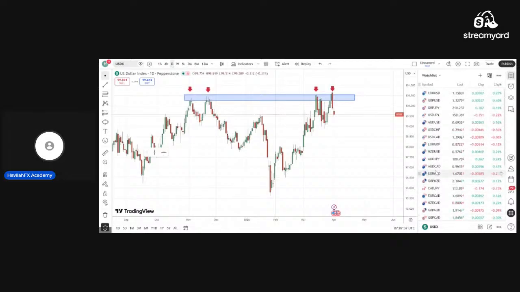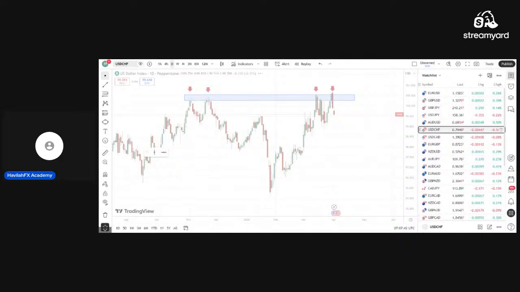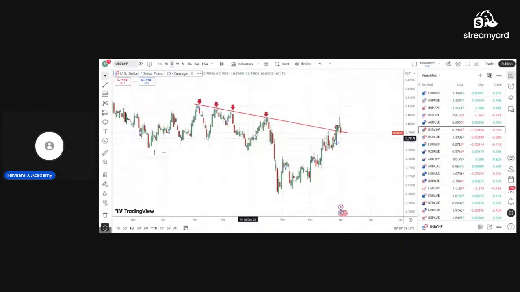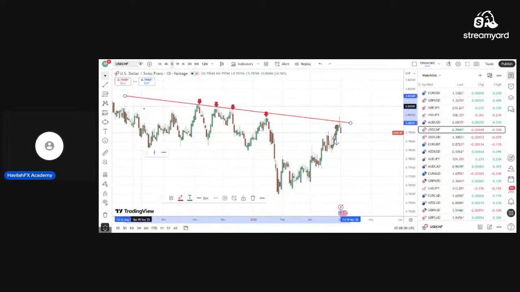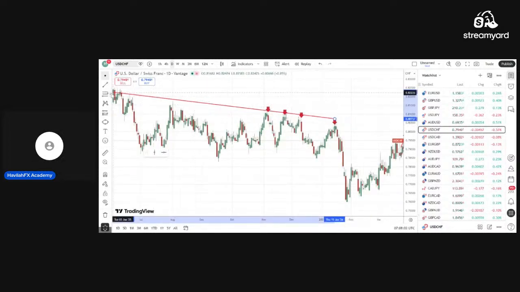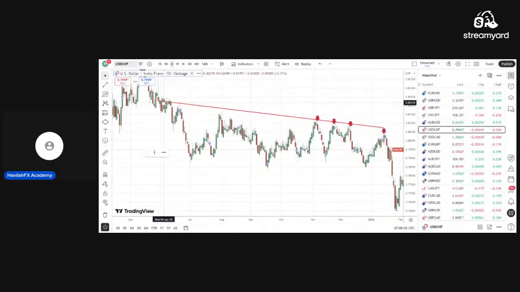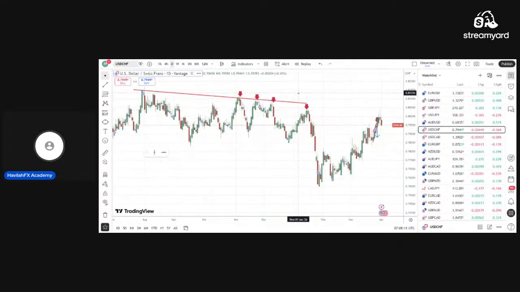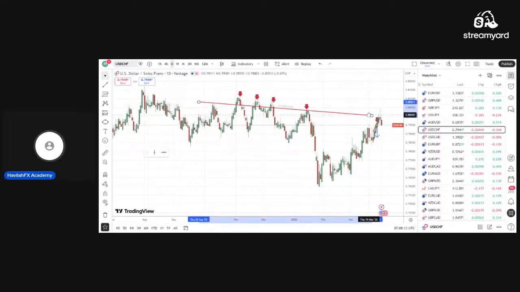So let me search out the USD/CHF and the USD/CAD. All right, so this is the USD/CHF. From my analysis on Monday, I remember mentioning that I'm expecting price to close a particular gap. Now that gap has been closed. Let me extend my trend line. So this is the USD/CHF on the daily time frame.